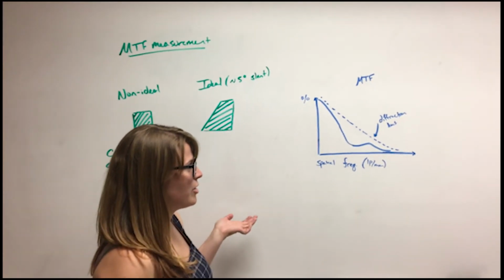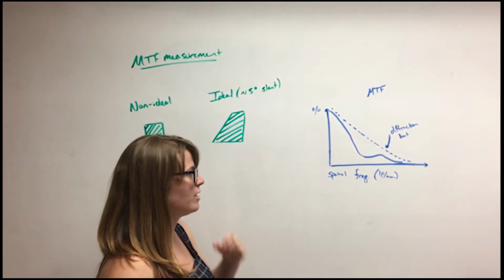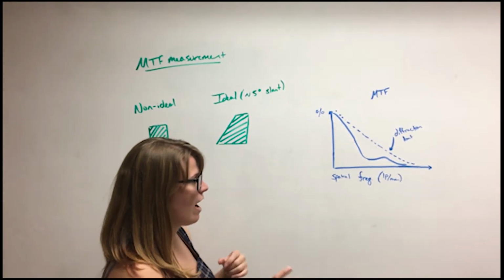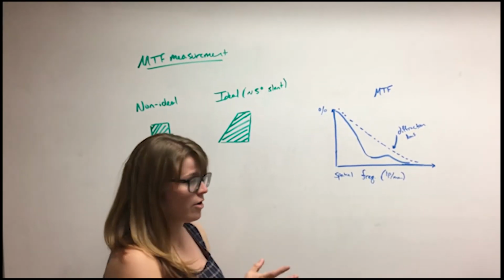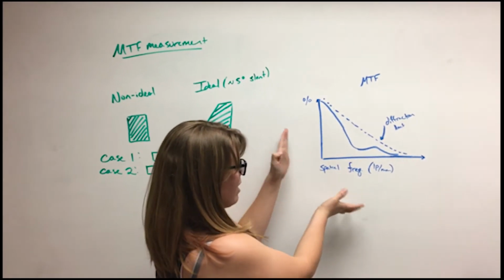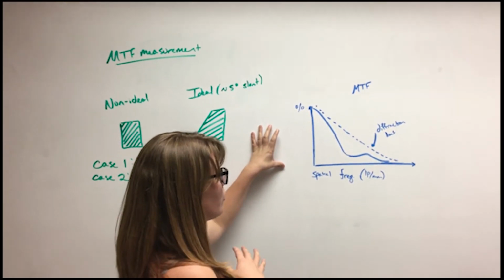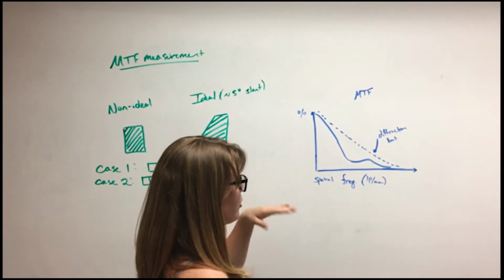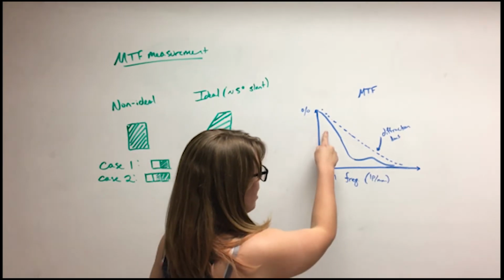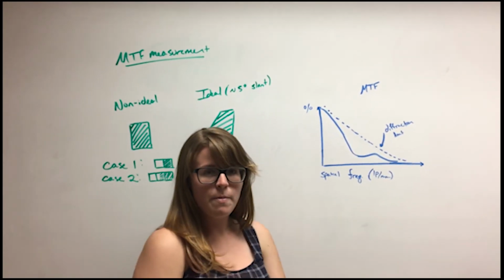So MTF is a measure of how well an optical system can reproduce details from your object to your image as a function of how large a feature on your object is. So when we measure MTF, we expect to see a graph like this, where on your y-axis you're comparing the contrast of the image over the contrast of the object as a function of spatial frequency, and we're comparing our actual curve to our diffraction limit, which would be in a perfect system.